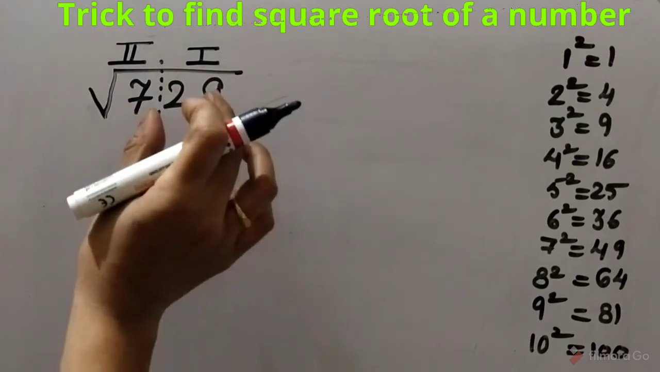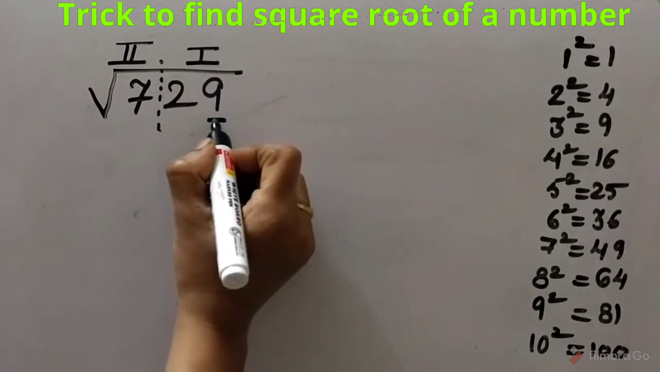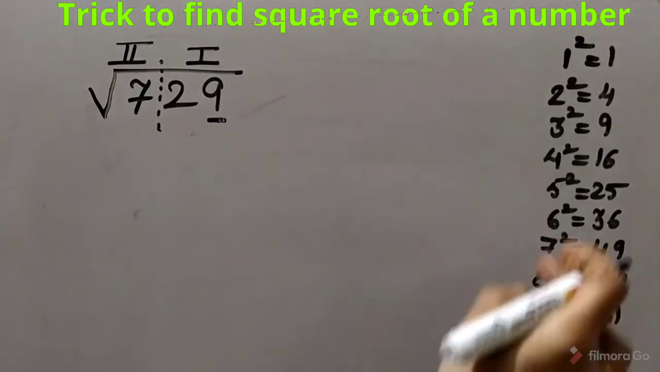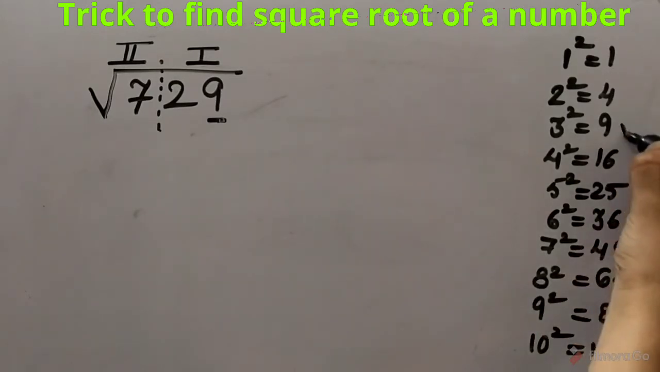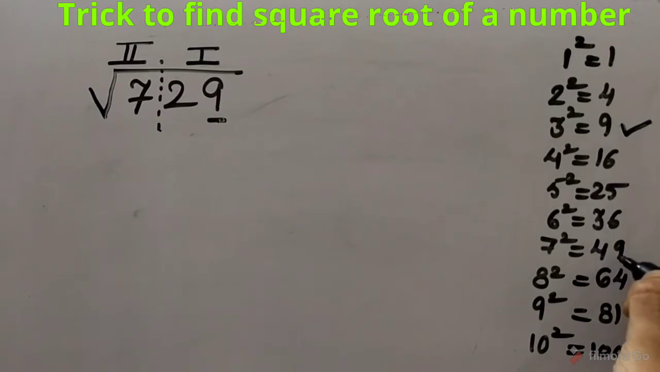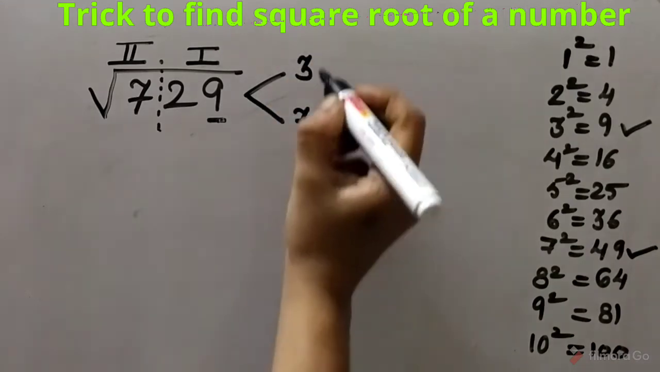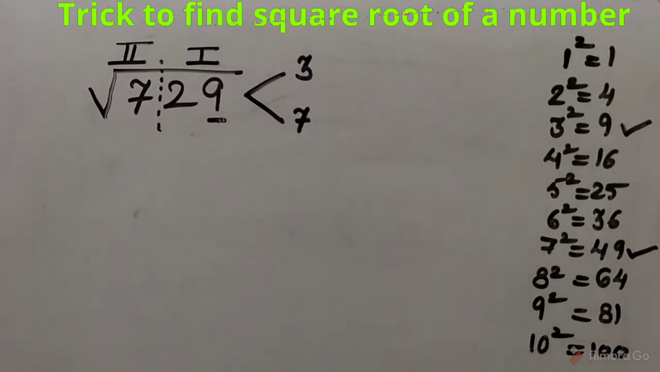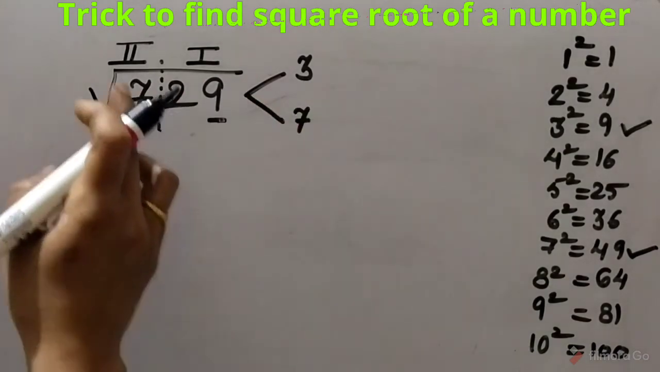After that, you have to just focus on the first group, units place digit. What is the units place digit here? 9. Now in squares you have to observe where you can see 9 in the units place. 9 you can see for the 3 square as well as 9 you can see in the units place in the number 49 which is a square of 7. So here there are 2 possibilities, 3 and 7. But out of these 3 and 7, you have to select one number. Which one you have to select? That depends on the second group.